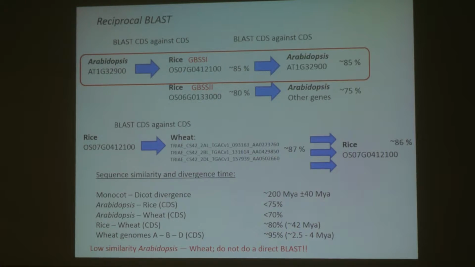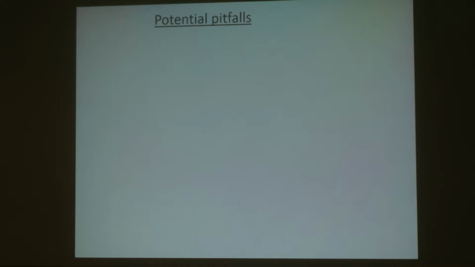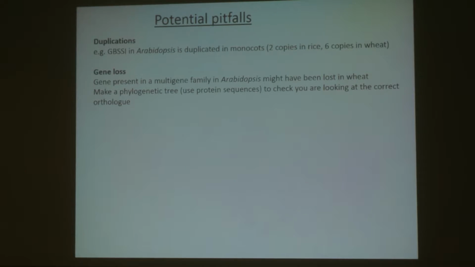So you really need to go via rice to be sure about the ortholog. There are some potential pitfalls in looking for your Arabidopsis gene in wheat. You might have the case where you have a duplication in wheat. In this example, GBSS1 in Arabidopsis is actually duplicated in monocots. So there are 2 genes in rice, which means there's 6 copies in wheat. But using the reciprocal blast allowed us to distinguish between the 2 copies.